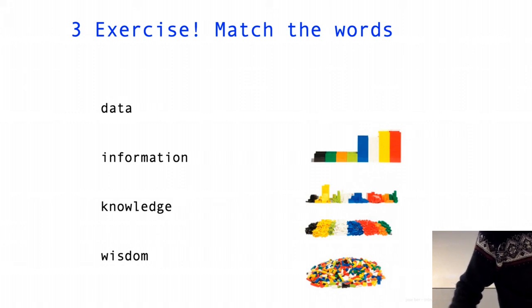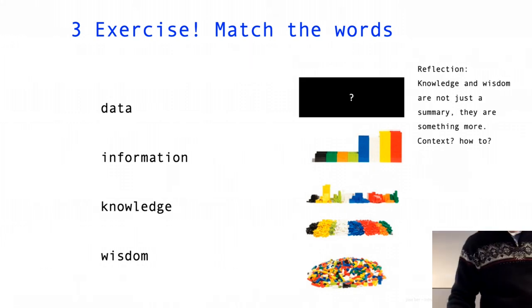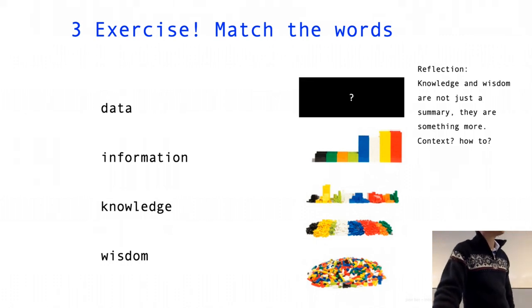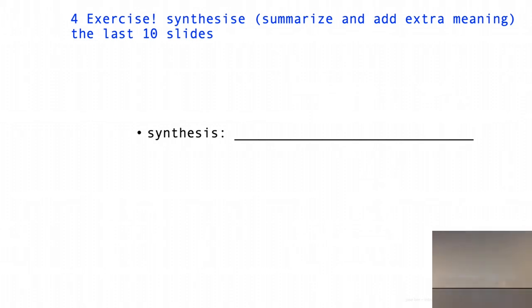No. Wisdom is not just data organized, classified, and tidied up. It's something more. Does it make sense? As this definition says, wisdom is to know when and how to apply knowledge. So wisdom is not just a summary. You can think of information and knowledge as summaries of data, but wisdom goes a step beyond. Sounds good?